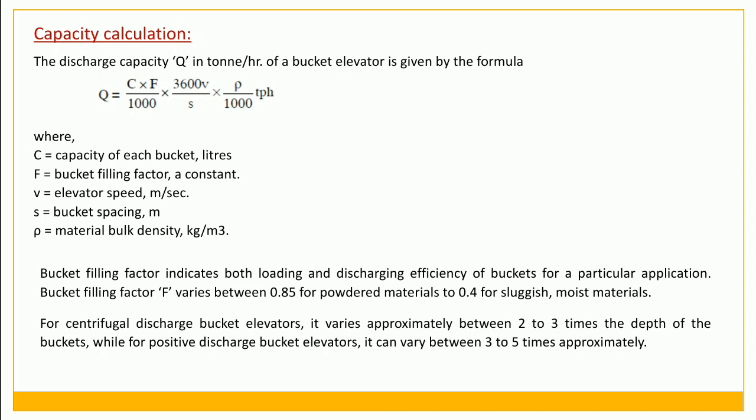Now the recommended bucket spacing is also specified in the BIS code, and it is based on the method of discharge and size of the bucket being used. For a centrifugal discharge bucket elevator, it varies approximately between 2 to 3 times the depth of the bucket, while for a positive discharge bucket elevator it can vary between 3 to 5 times approximately. However, for the continuous discharge elevator, it is kept marginally 10 to 20 millimeters more than the bucket depth, just necessary for fixing and maintenance of the buckets.